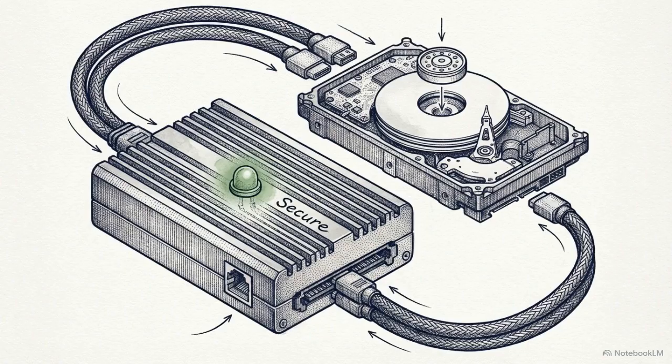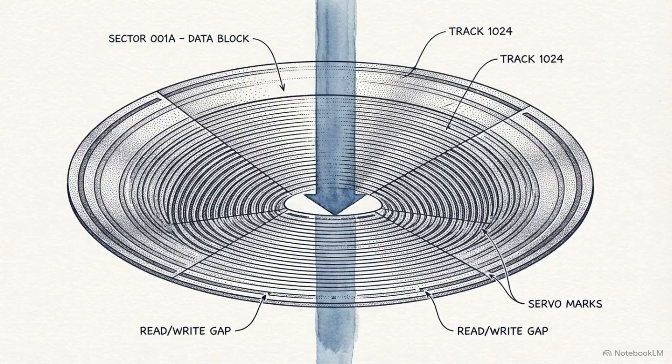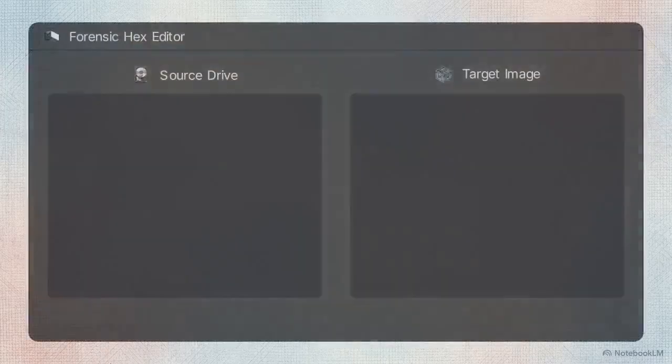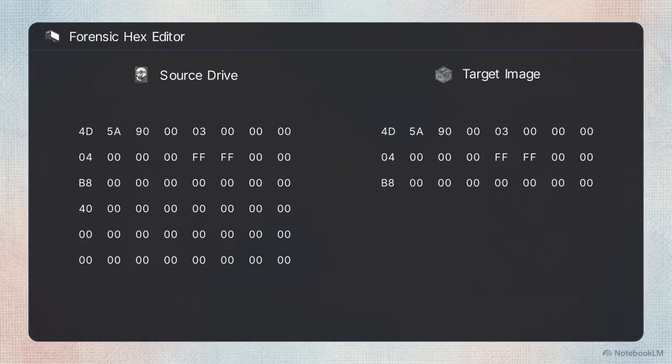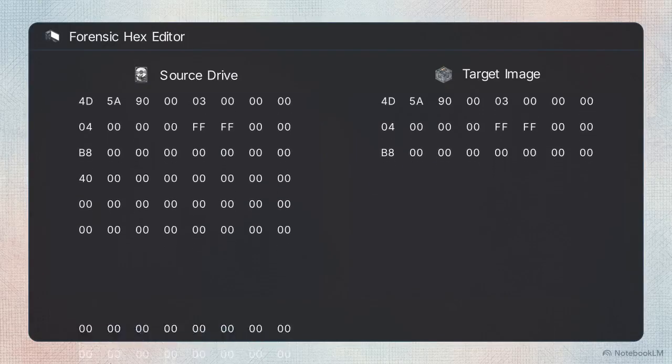To secure the evidence, investigators perform a physical bitstream duplicate. This is a sector-by-sector physical replication of the storage device executed at the lowest possible data level. This hex editor view illustrates the process. A hex editor is a tool that allows an examiner to view the raw, low-level binary data of a disk.